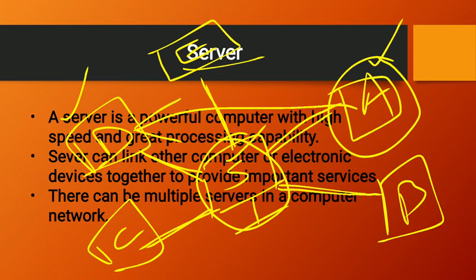Suppose a server is there in between. If student A wants to ask something about student D, A directly asks the server, and it will reply with whatever data you want from the server. So that is why a server is very fast in speed and has great processing capacity.